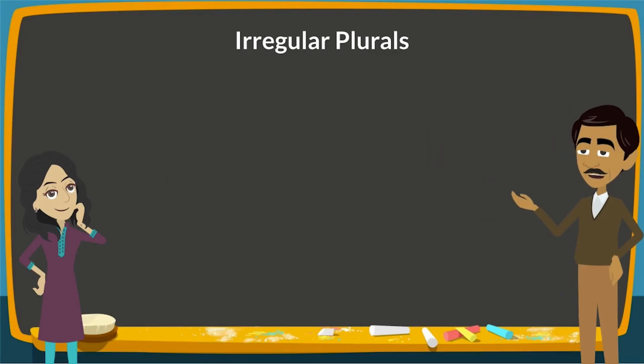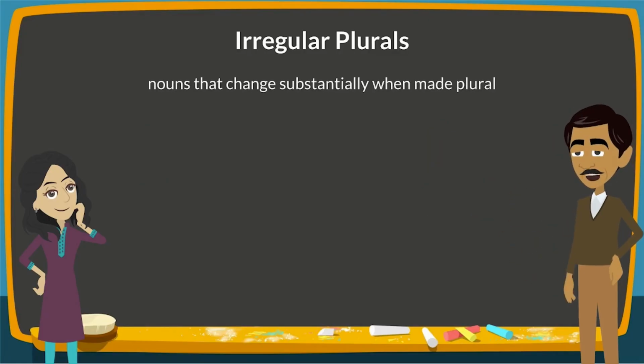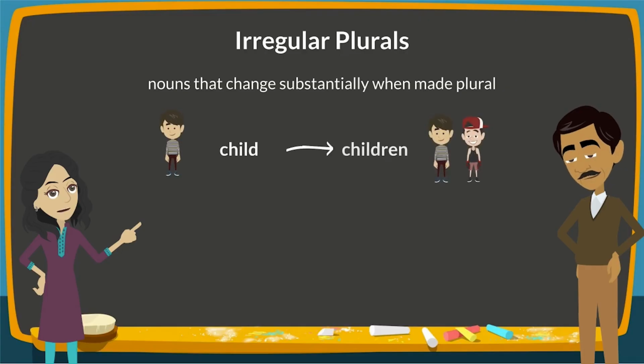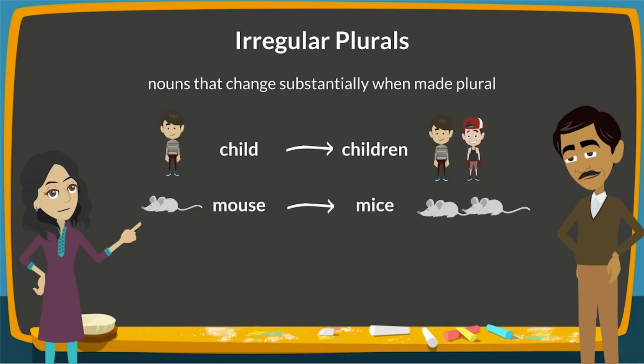And then there are nouns that change substantially. Do you know any? Yes, for example, the plural of child is children. The plural of mouse is mice. The plural of ox is oxen.